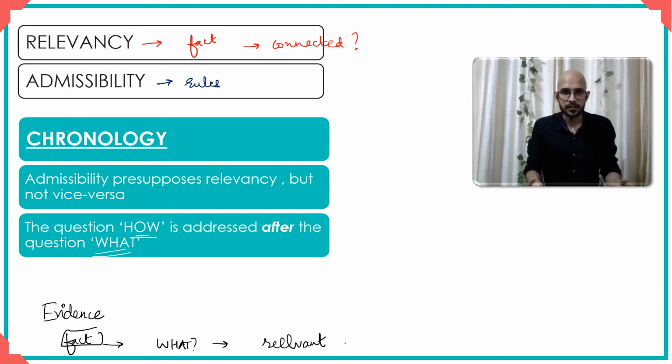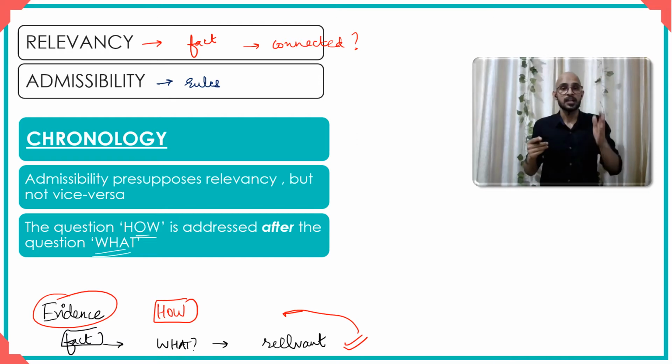If it is relevant, then we go to the next test and see how it should be presented. Which means that we first see what it is. Is it relevant? If it is relevant, we go ahead to the next stage. In case we find out that it is not relevant, then we don't get into the question of how.